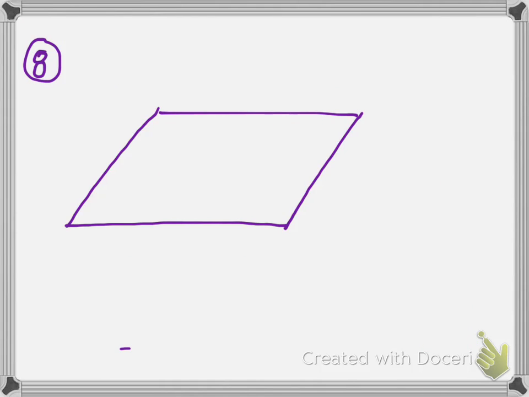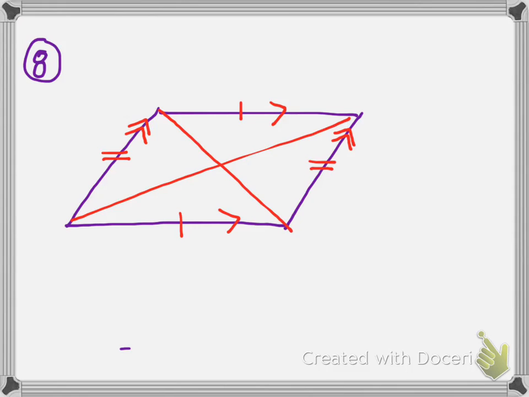Number 8 says name 5 properties of a parallelogram. We know that there are only 5 properties. One property says that opposite sides are congruent. Another property says that opposite sides are parallel. Another property says that the diagonals bisect each other, so we can show that like this.